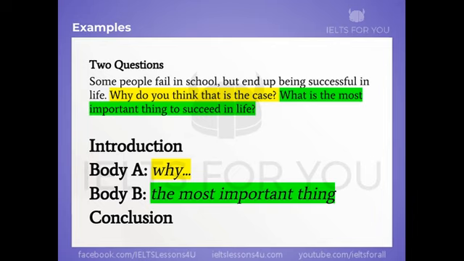Let's look at our second example. Some people fail in school but end up being successful in life. First, why do you think that is the case? That should go in body A. Second, what is the most important thing to succeed in life? That should go in body B. So again, 2-question essays, pretty simple to organize in a 4-paragraph essay outline.